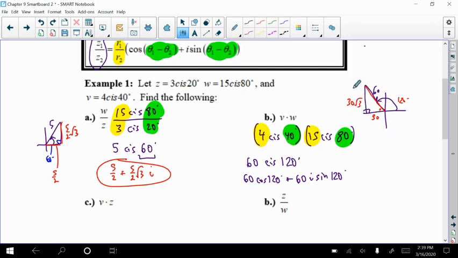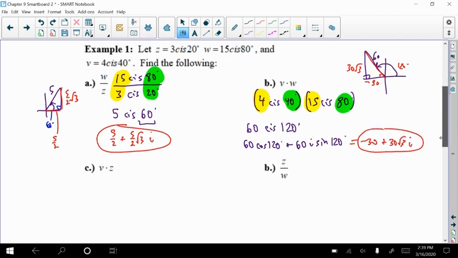And again, this is the i direction. This is negative 30 because I'm to the left. So then I could express that as negative 30 plus 30 root 3 i. So there's the polar representation of that point. Okay, and then I'll just do v times z as well.